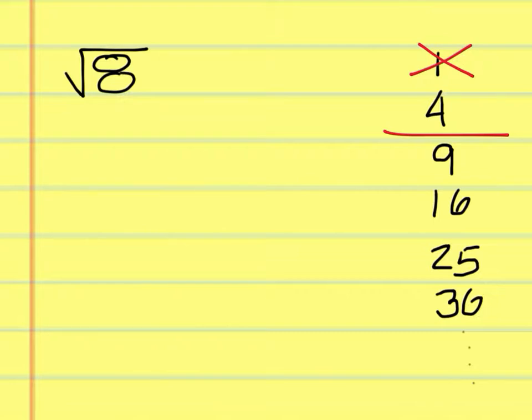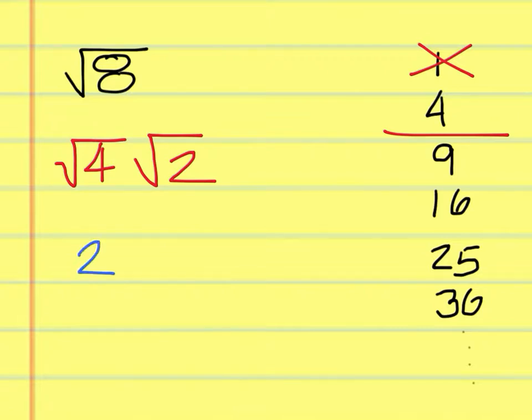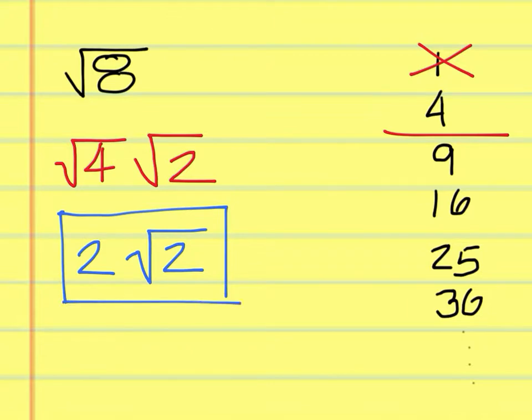So if that's the case, you'll have square root of 4 times square root of 2, which would give you the square root of 8. And then to simplify it, since you used a perfect square under the radical sign, you can simply rewrite it as the square root of 4 being 2. And then you keep the square root of 2. This is the simplified version of this.